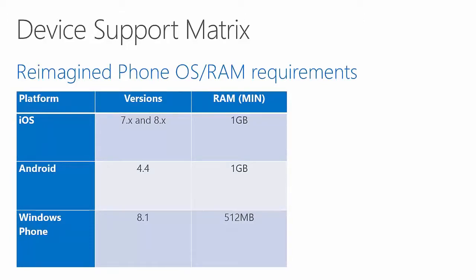Just like the tablet app, the phone app is supported on iOS, Android, and Windows. So on an iPhone, you can be running that on iOS 7 or iOS 8. For Android phones, it needs to be 4.4 currently, and for Windows Phone, it is currently 8.1. One thing to be aware of is that the product team is constantly working to support the latest versions of all these different operating systems, so you want to check back to the official documentation for the latest supported configurations.